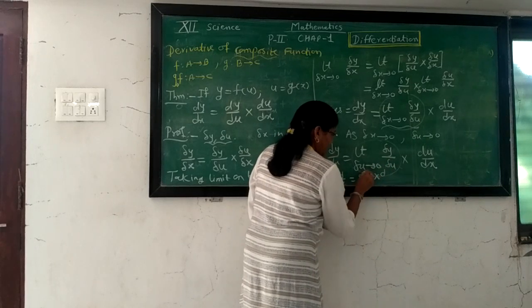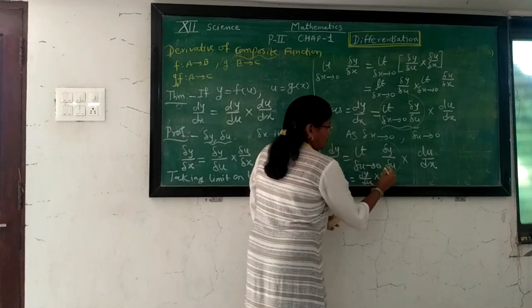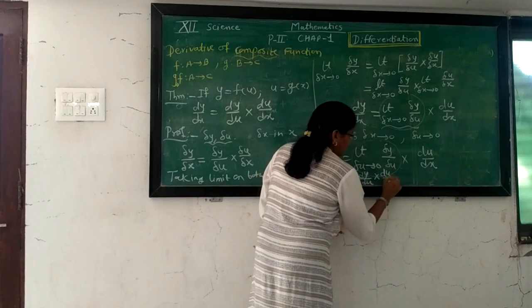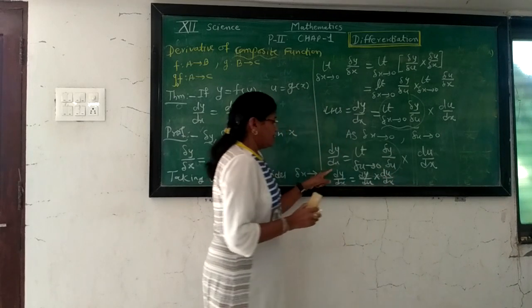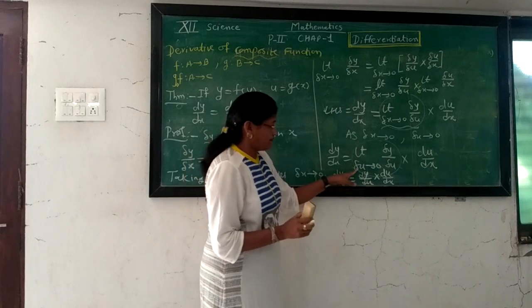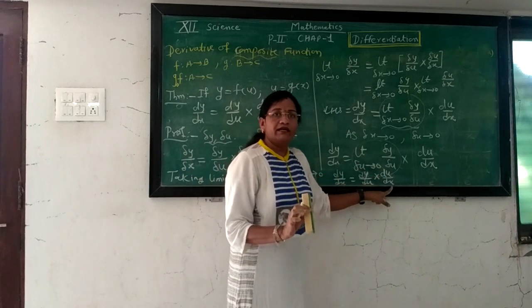dy by du multiplying du by dx. So dy by dx is equal to dy by du into du by dx.